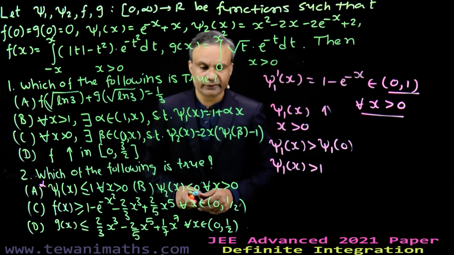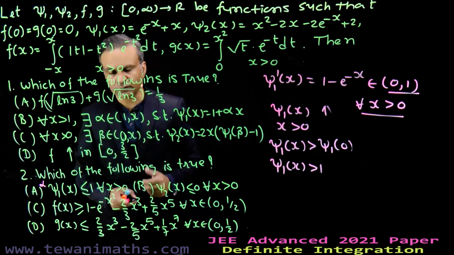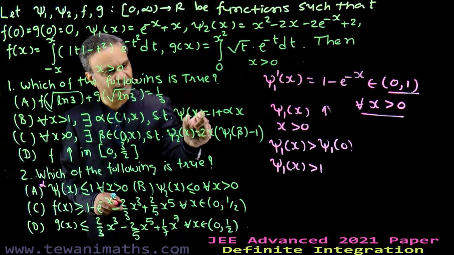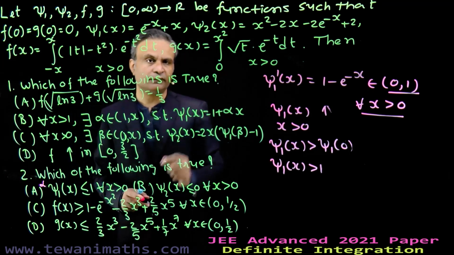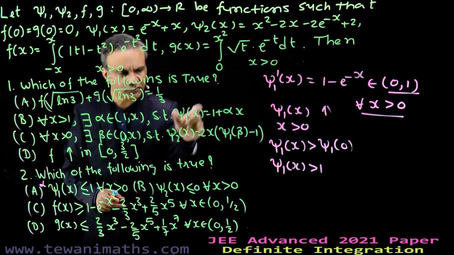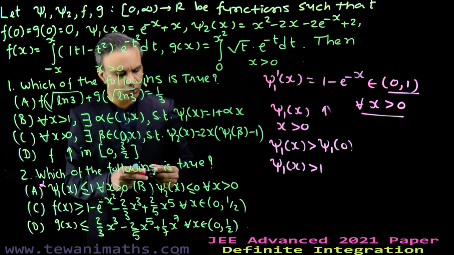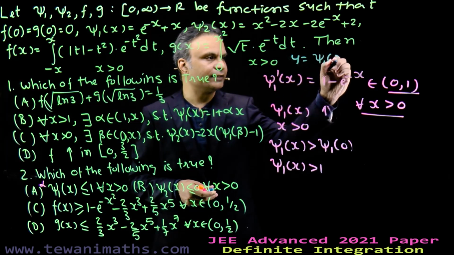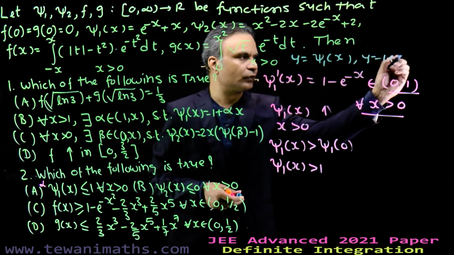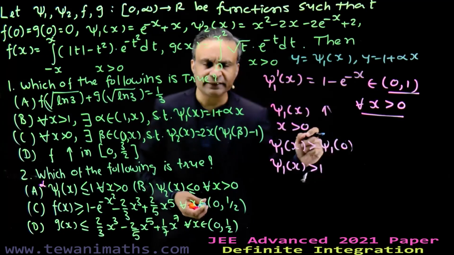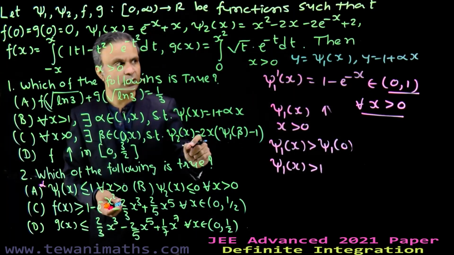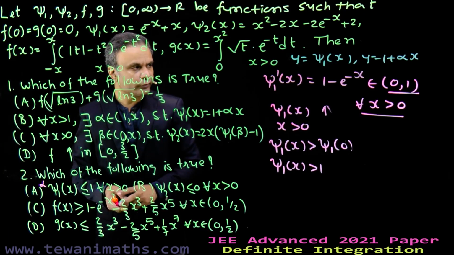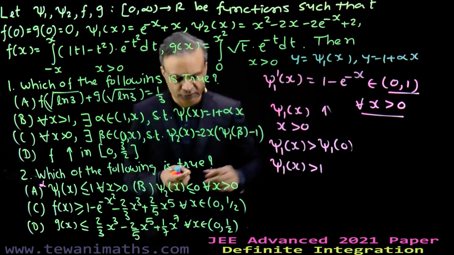Then we have this option: for all x greater than 1, there exists alpha belonging to the open interval 1 to x such that psi1 of x is equal to 1 plus alpha x. If this holds, then the graphs of y is equal to psi1 of x and y is equal to 1 plus alpha x will intersect at least once for x greater than 1. So what do we do? We draw the graphs of these two functions.